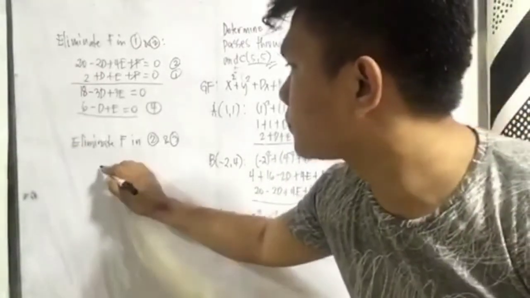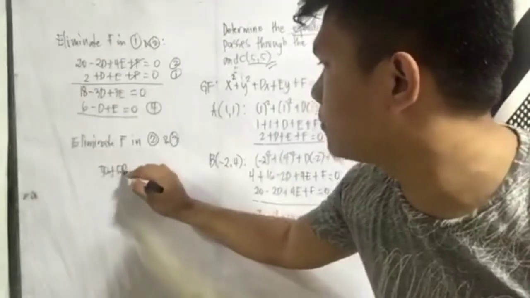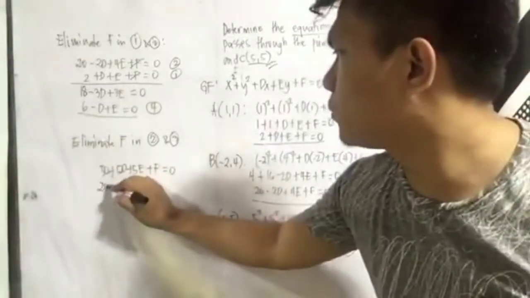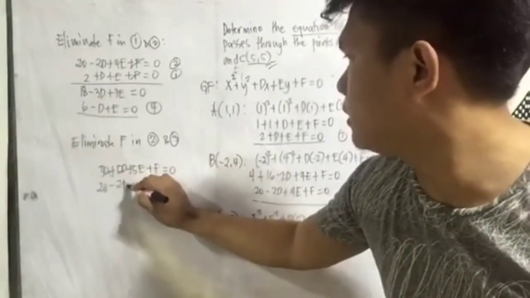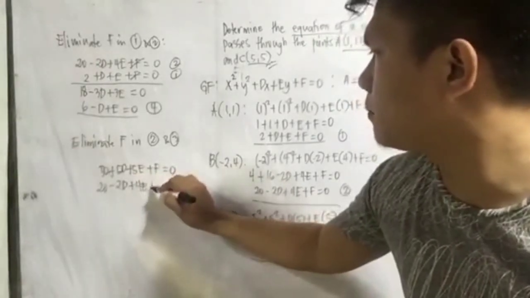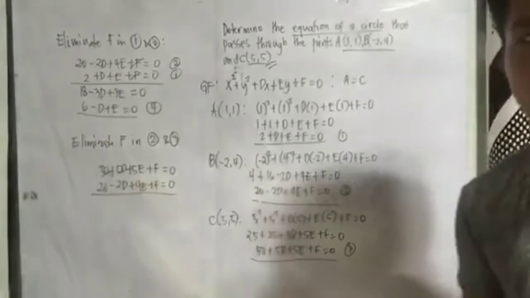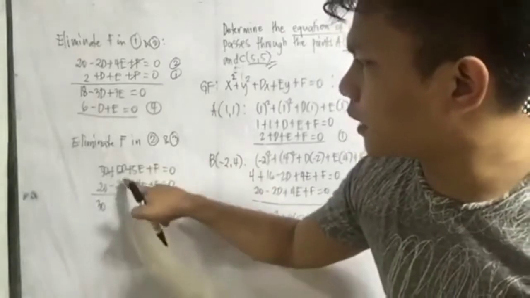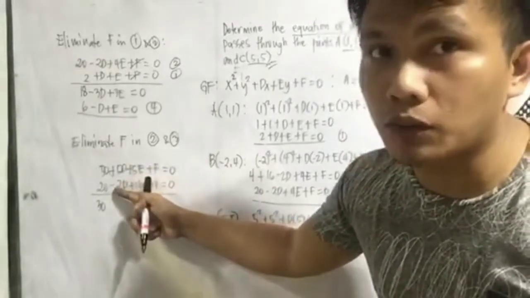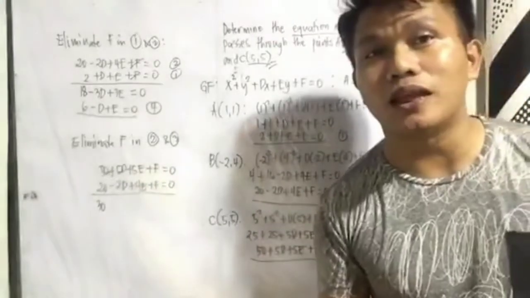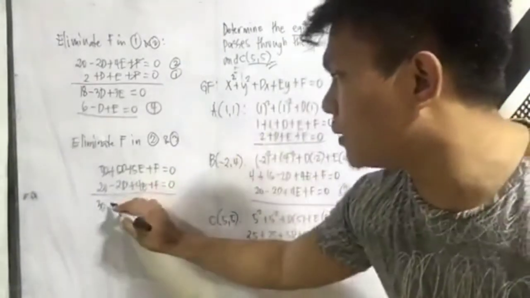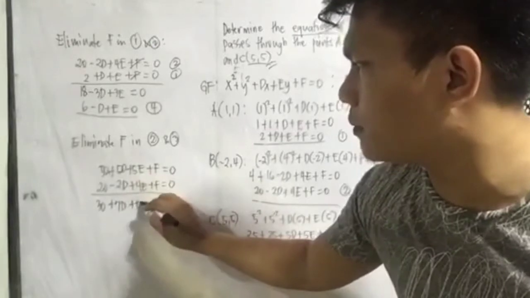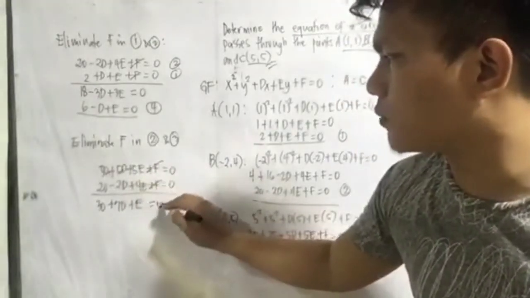So we have 50 plus 5D plus 5E plus F equals 0. And the other one is 20 minus 2D plus 4E plus F equals 0. Okay, so let us eliminate. 50 minus 20, that is 30. Then 5D minus negative 2D, that means 5D plus 2D, that will be 7D. Then we have 5E minus 4E, that will be positive E. And then cancel out F, that is equal to 0.